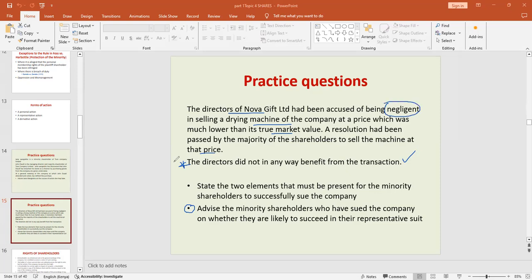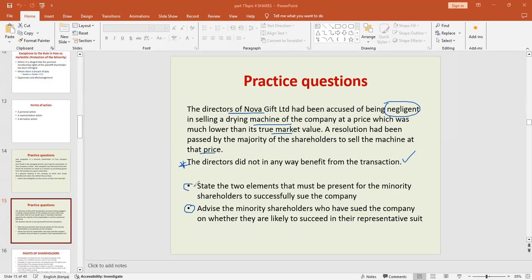So again, facts, the same thing as the first question, okay? So the majority's decisions will always carry the day, as long as those decisions are not, then you can give the exception. They are not ultra vires, they are not in any way oppressive, they are not a breach of duty, which in this case, they are not. So that becomes your comment.